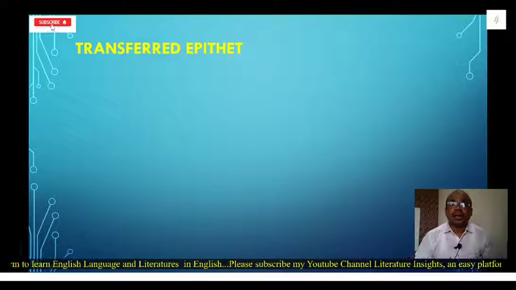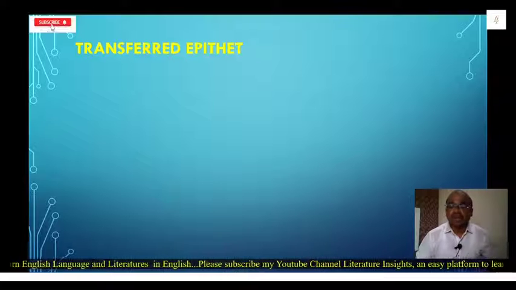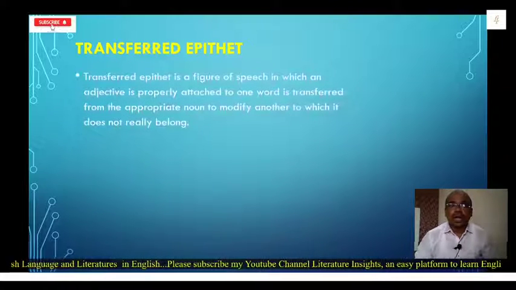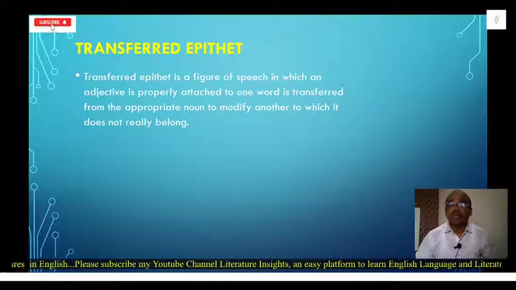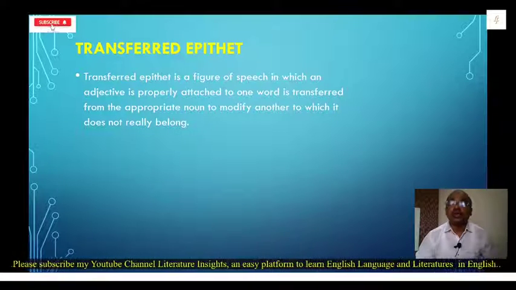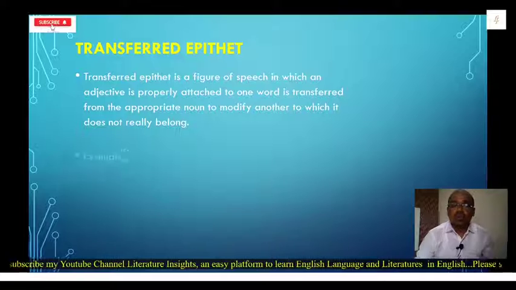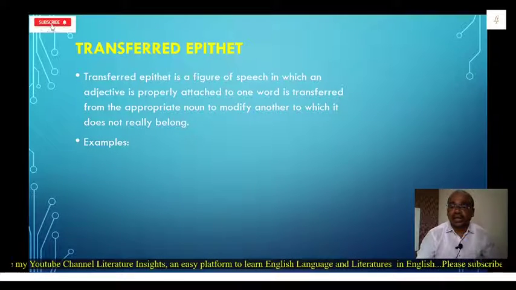So now another figure of speech, transferred epithet. Transferred epithet is a figure of speech in which an adjective properly attached to one word is transferred from the appropriate noun to modify another to which it does not really belong. So here are examples of transferred epithet.